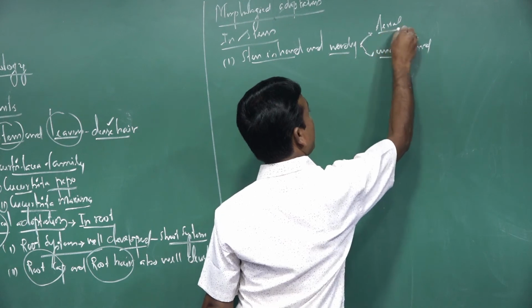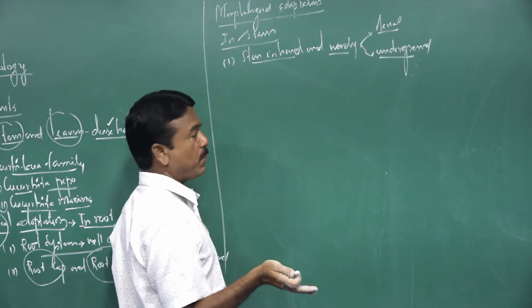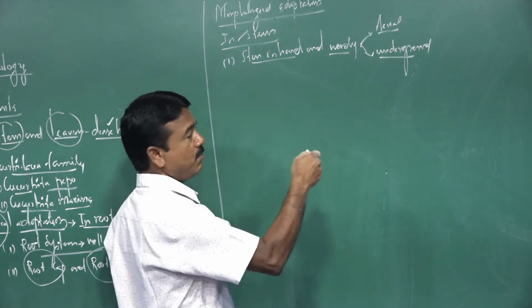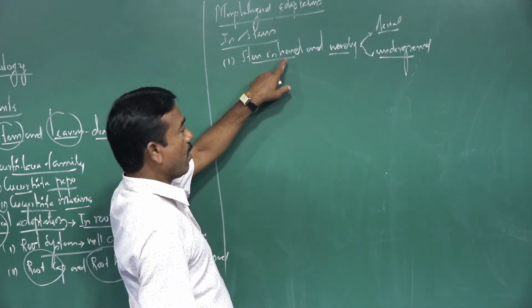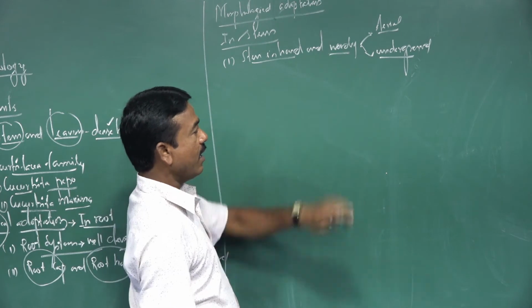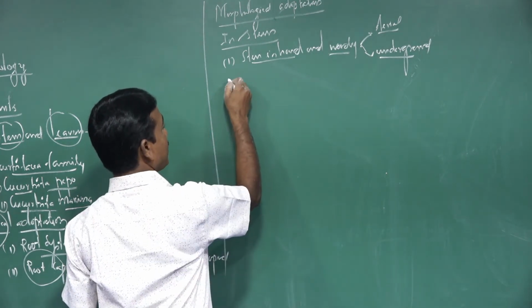So the stem may be aerial, present above the soil, or it may be present below the soil. The stem is hard and woody. It may be aerial or underground. That's the first thing, the first adaptation: stem.